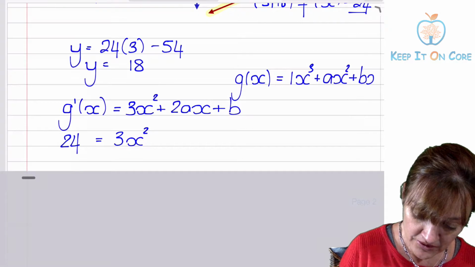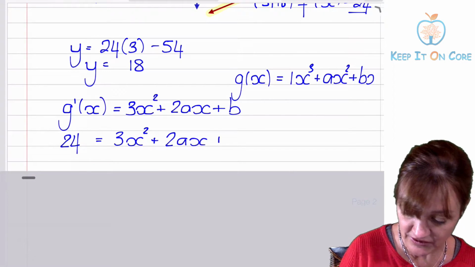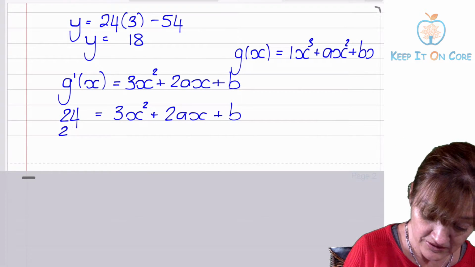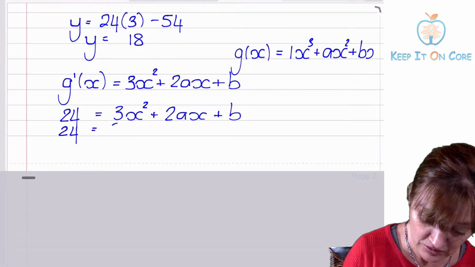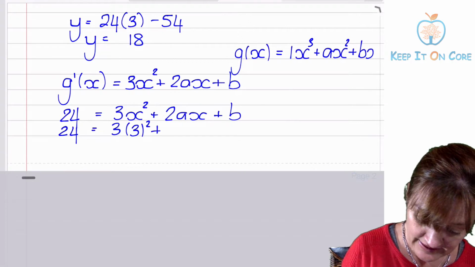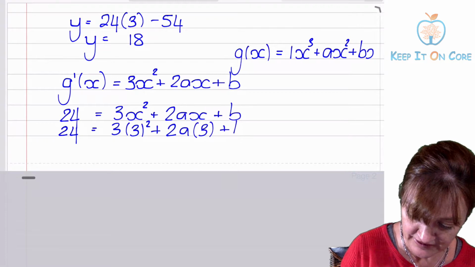What do we know about the x coordinates at the point where the tangent and the graph touch? We know that the x coordinate was 3. So we can use that. I'm going to substitute 3 into the x's. And that is going to help me simplify it down just a little bit further.